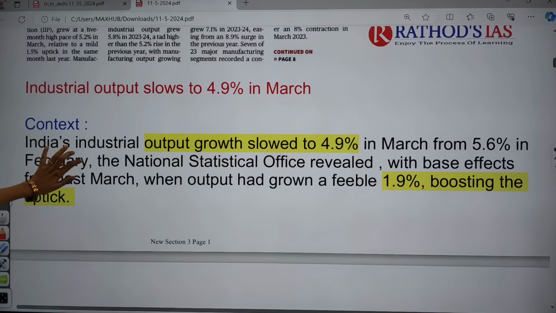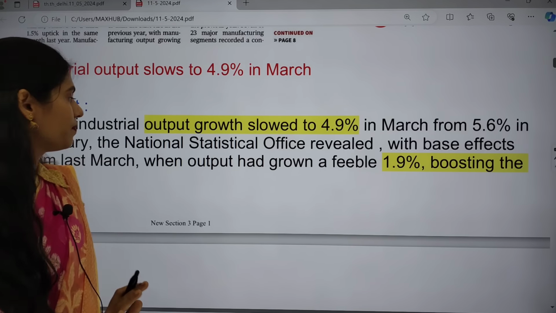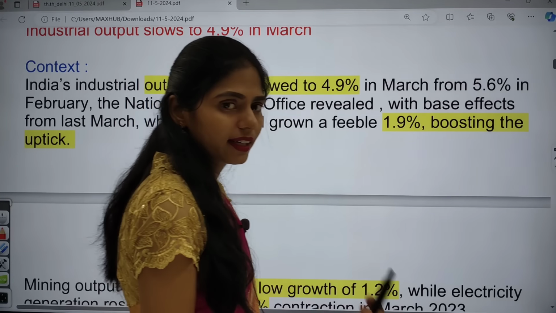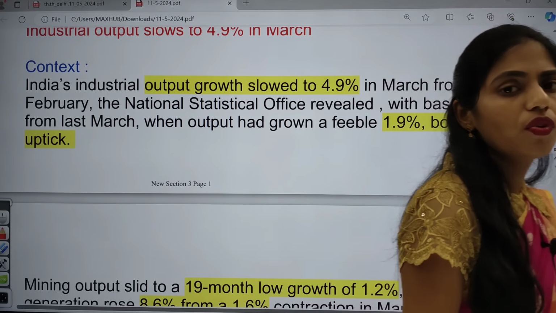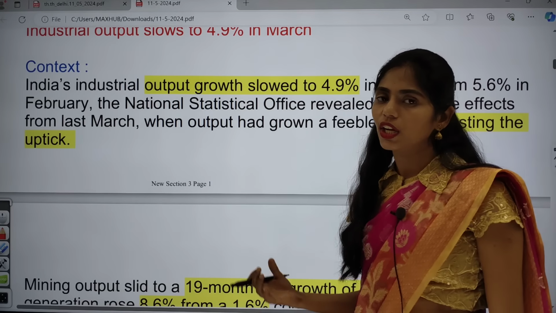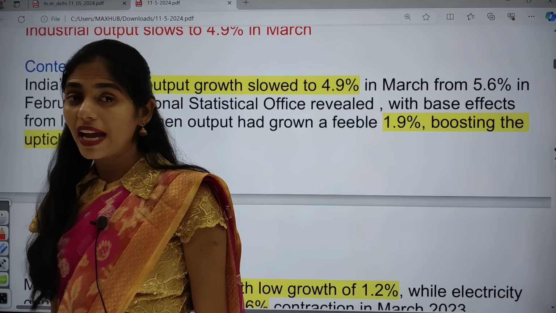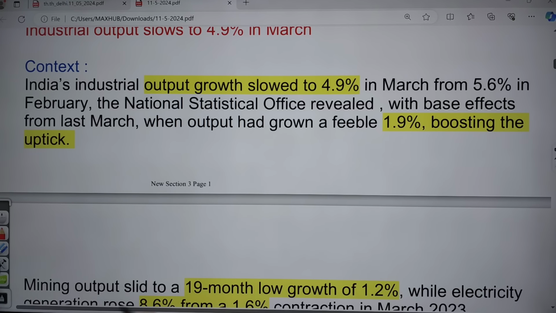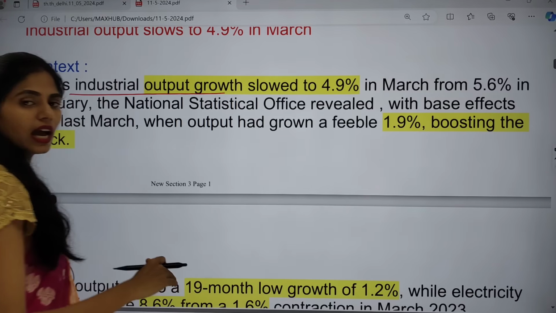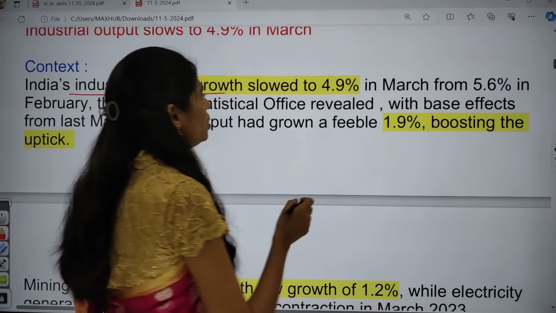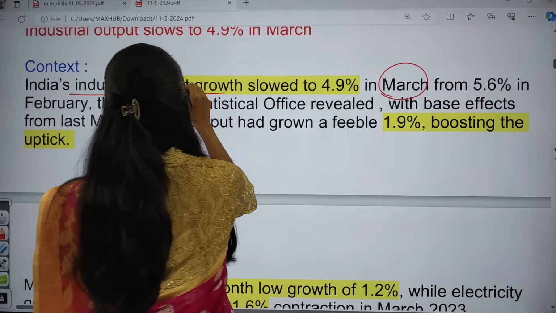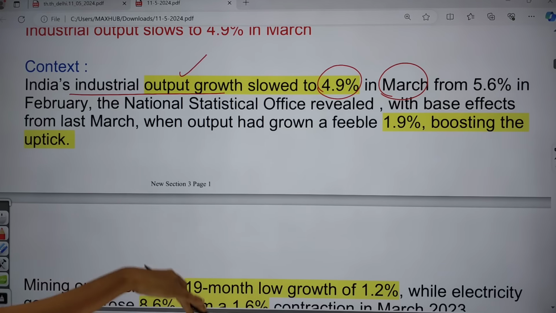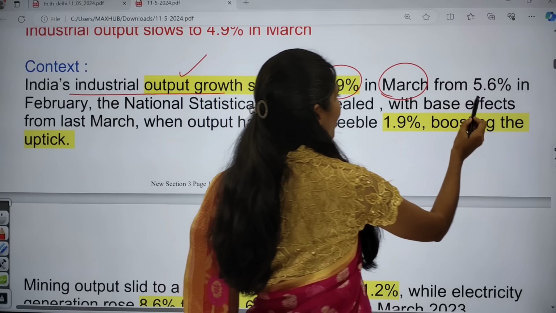This topic is important from the economy point of view only, and we can't connect it with other subjects, but there is a little chance of connecting it with international relations, where we compare India's economy with the economies of neighboring countries. Now let us see why it is news. India's industrial output growth decreased in the month of March. In March, industrial output growth slowed to 4.9%. But if you compare with February, in February it was 5.6%.